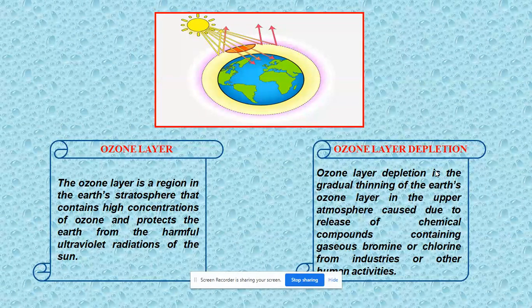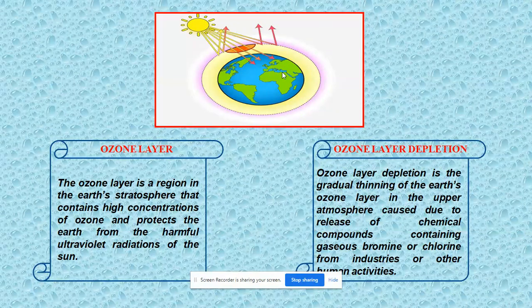Ozone layer depletion is the gradual thinning of the Earth's ozone layer in the upper atmosphere, caused due to the release of chemical compounds containing gaseous bromine or chlorine from industries or other human activities. So we can see here that if the ozone layer is intact, we are protected from the UV rays. Otherwise, they come onto our Earth to cause major damage.